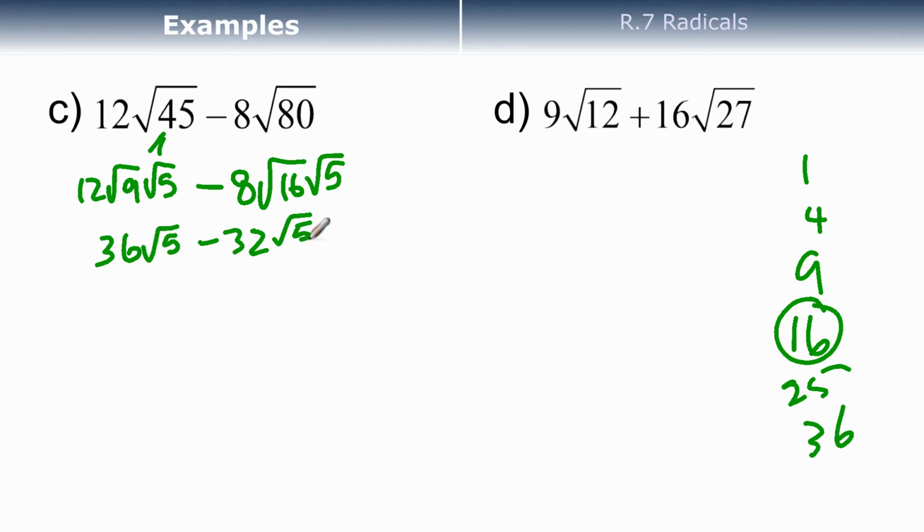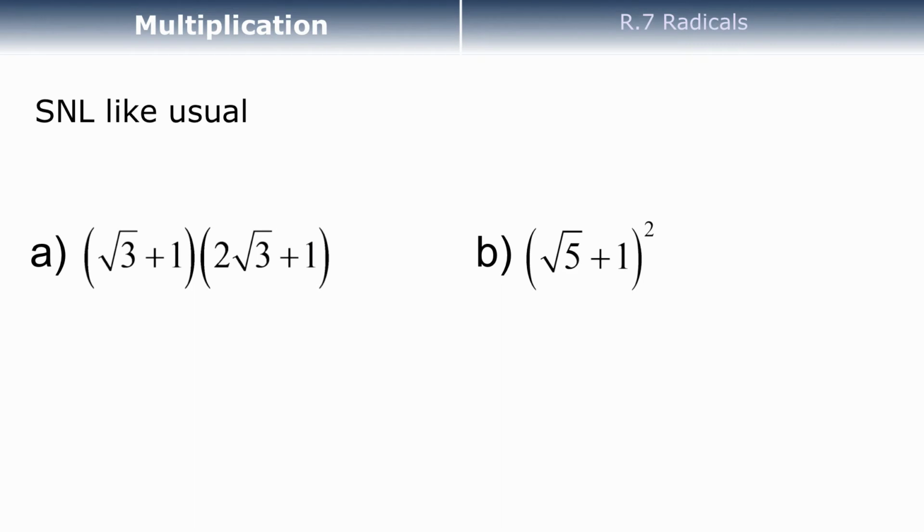Now they're both root 5, so now I can combine their coefficients. 36 take away 32 is 4, so the answer to this would be 4 root 5. Similar kind of thing with that question. Okay, so that's adding. Now let's look at multiplying.